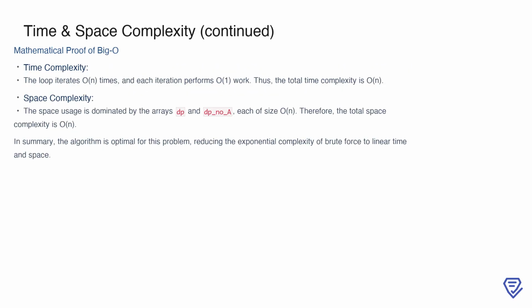To solidify our understanding, let's provide a mathematical justification for the big O complexities. For time complexity, the loop iterates O(n) times, with each iteration performing O(1) work. This gives a total time complexity of O(n). For space complexity, the primary contributors are the arrays dp and dp_no_a, each of size O(n). These dominate the overall space usage, leading to a space complexity of O(n). In conclusion, this algorithm is optimal for solving the problem, reducing the exponential complexity of brute force to linear time and space. This makes it both efficient and scalable for larger inputs.